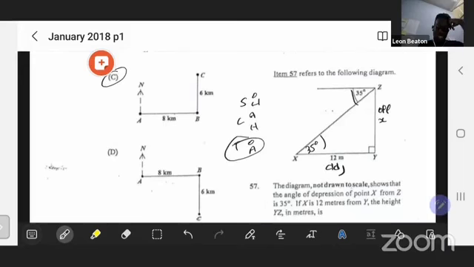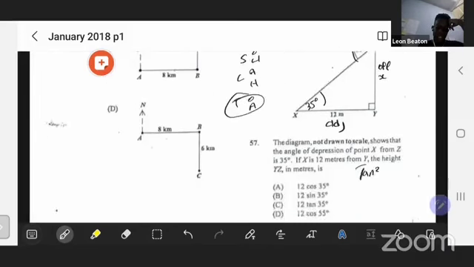So you can say tan 35 is equal to the opposite, which is X, that's what we want to find, over 12. So X will be equal to this. X is divided, so when we take it over here, it becomes 12 multiplied by tan 35 is equal to X. So the height will be 12 times tan 35, which is C.